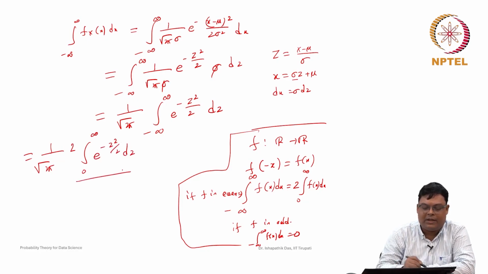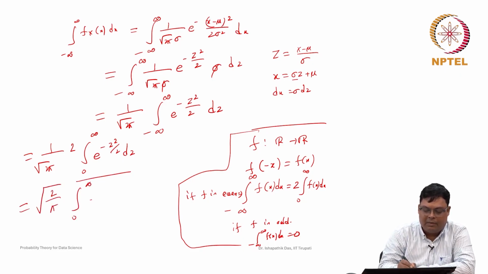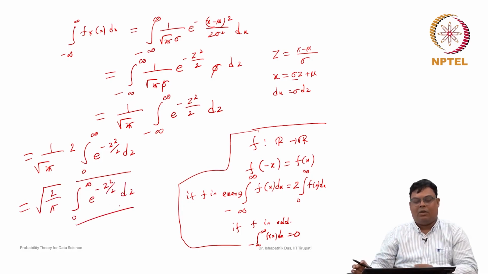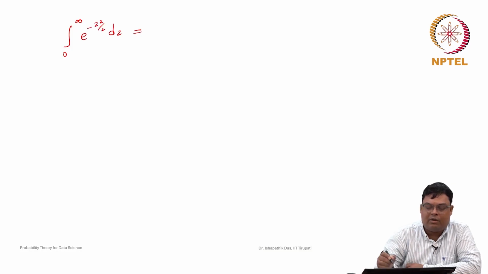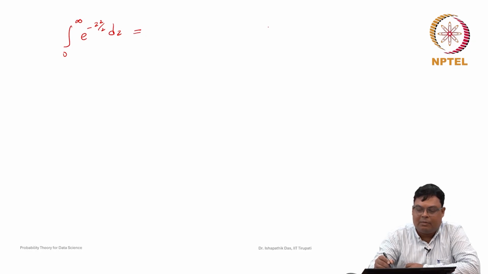Now, we will find out what value we will get. It is nothing but 2 by root 2 pi, so this is root 2 by pi times integral from 0 to infinity of e to the power of minus z square by 2 dz. Now, we will find the value of this integral. We will take some transformation, because we want a form of the gamma function.